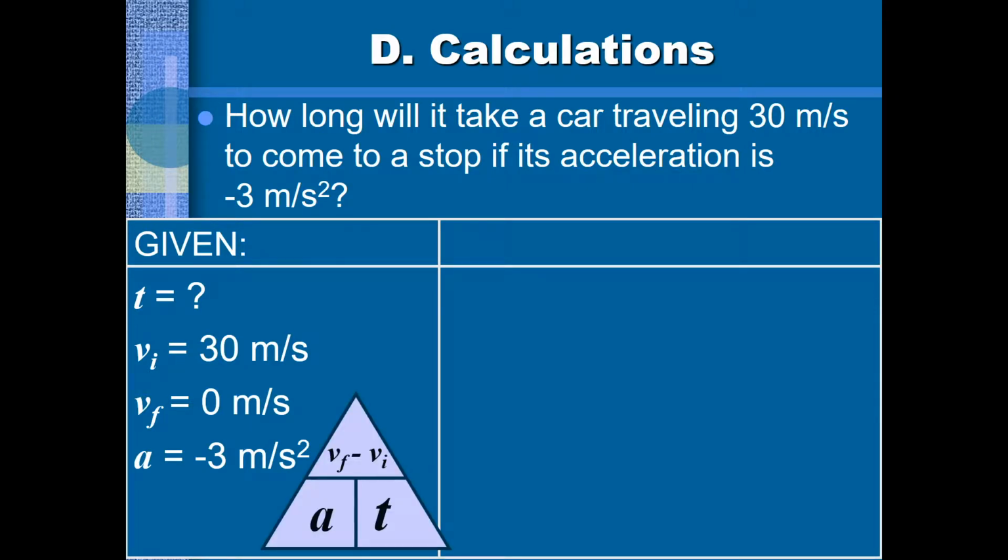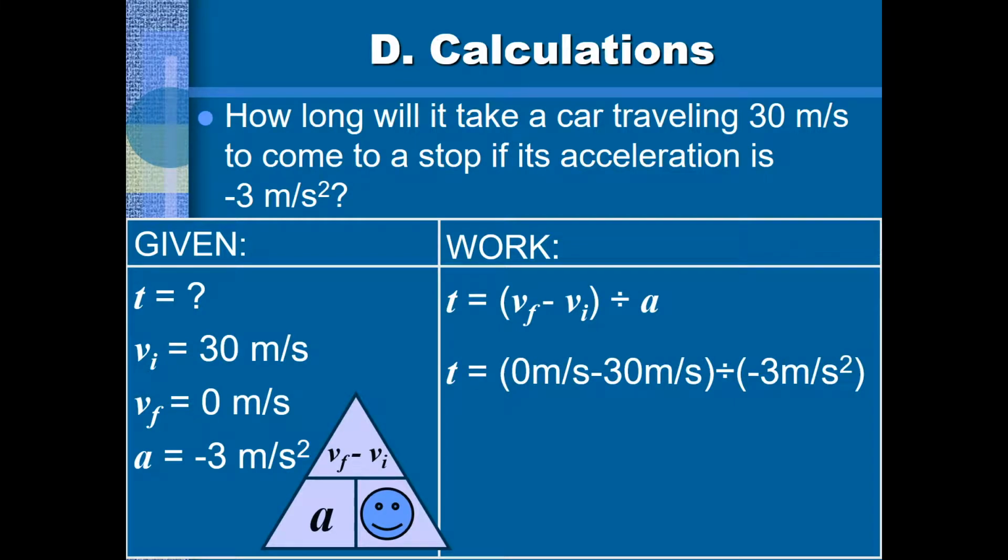So we would do the same thing, get a triangle, circle time, and we see time is equal to final velocity minus initial velocity divided by acceleration. So write out our equation, plug numbers into it, so we get 0 minus 30 divided by negative 3. The 0 minus 30 turns into negative 30. Negative 30 divided by negative 3 is 10 seconds.